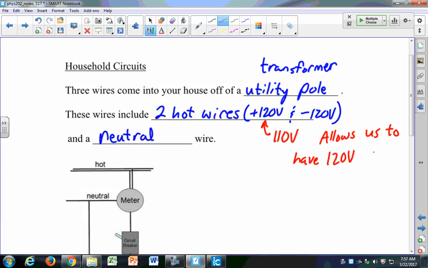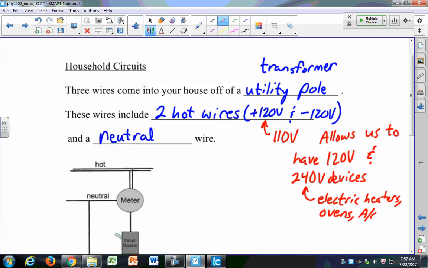120 volt devices, and 240 volt devices. And these are the big power hungry things of your home. The electric heaters, not the little bathroom heaters, but the big central heaters, ovens, AC units, etc. Not the little window units, but the big AC units, the ones that need a lot of electricity.